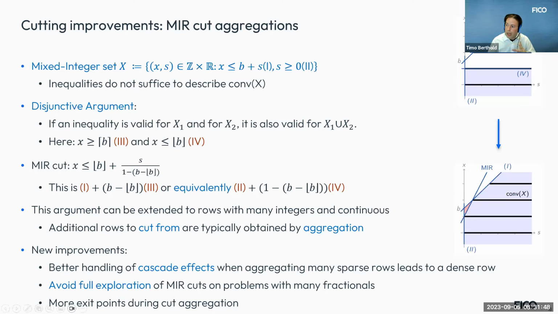And the whole argument here, you can extend it to rows with many integers and many continuous variables, which is a bit harder to visualize then, but it's really just the same technology. And you can generate additional rows to cut from, on top of your model constraints, by aggregating some of your model constraints. So adding your model constraints to each other gives you a new inequality that's valid for your problem, and then apply mixed integer rounding to this one. And this is where we got our improvements. So we now better handle cascade effects in these aggregations. When you aggregate many sparse rows together, this might potentially lead to a dense row, which is bad. We've got now a better handling of this, and we avoid some full exploration of MIR cuts in problems with many fractionalities, with some better criteria to steer this.